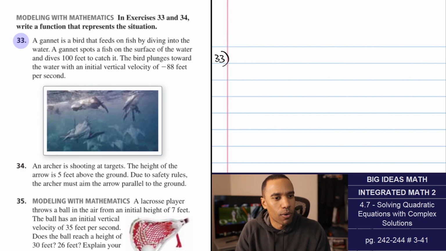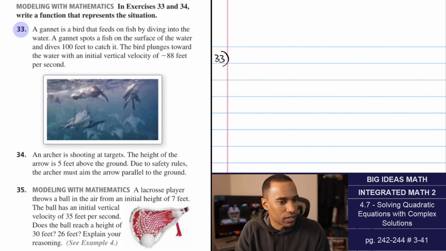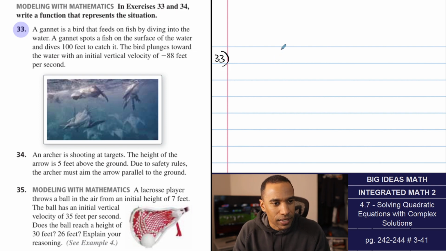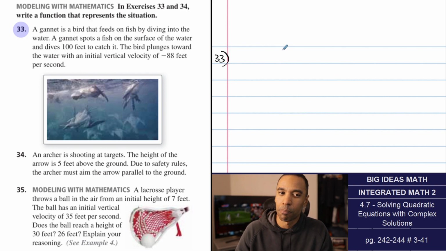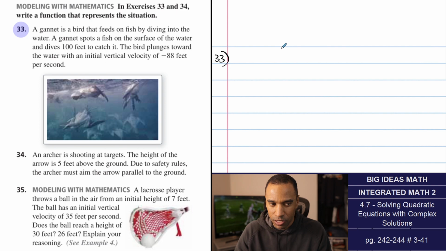In 33 and 34, write a function that represents the situation. So they just say write a function. They don't ask you to solve. So a gannet, never heard of it. Maybe it's pronounced gannet. A gannet is a bird that feeds on fish by diving into the water.